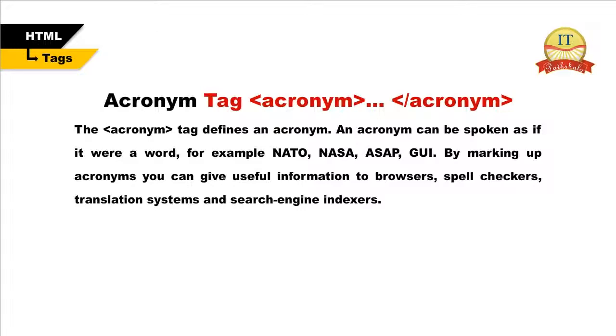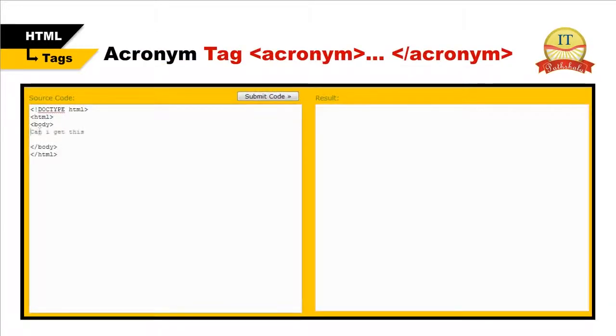So, for example, you want to have the text, can I get this ASAP on your web page. Now how will you enter this in HTML? We will type the text, can I get this, and then the text ASAP inside the acronym tag. Here we will define the expansion of the word ASAP as soon as possible.